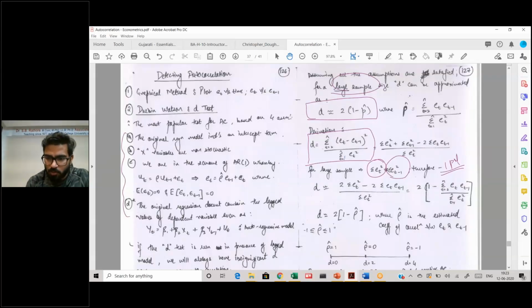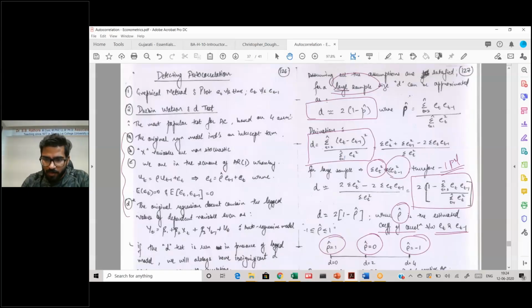And when you take the two outside and do some arithmetic manipulation, you will get this particular value, where rho is nothing but the estimated coefficient of correlation between e_t and e_t minus 1. So your rho is nothing but the coefficient of autocorrelation, but the estimated value. The coefficient of autocorrelation can be 0, which means there is no autocorrelation, can be minus 1, which is negative autocorrelation, or can be positive 1.